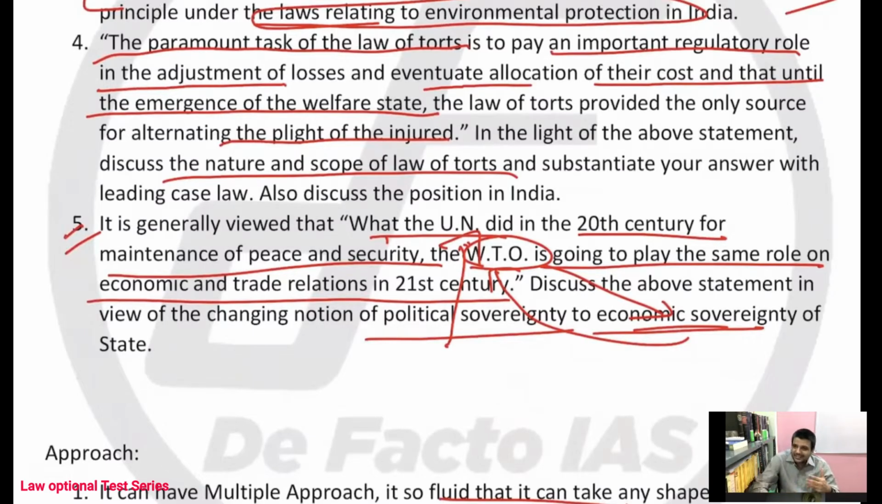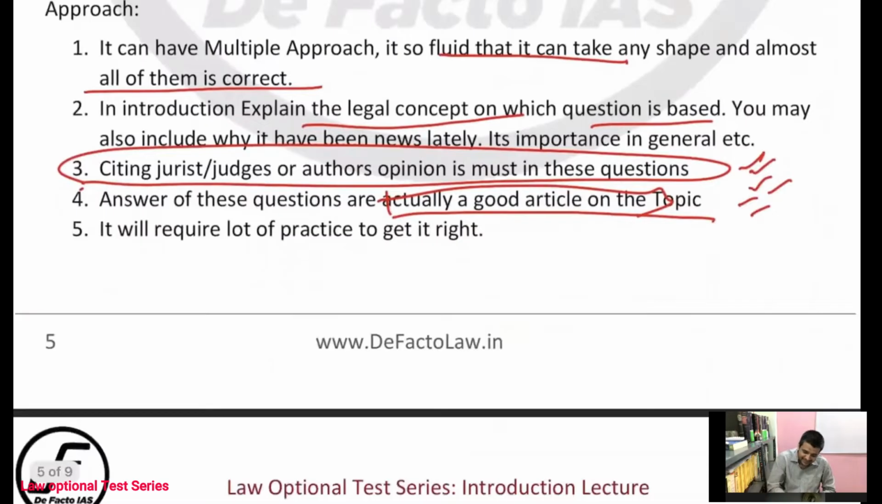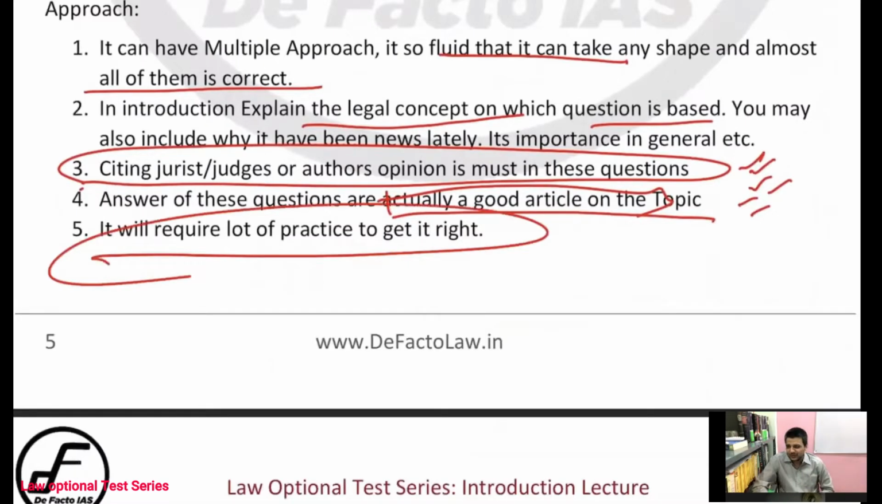Obviously, in the model answer that I will provide, everything will be very properly written. It requires a lot of practice to get it right, so you have to write them multiple times, and you will see. Nowadays almost 30% of the questions are philosophical, especially in Constitutional and CND. Getting my point? So these four types of questions are absolutely clear to all of you? No issues at all.